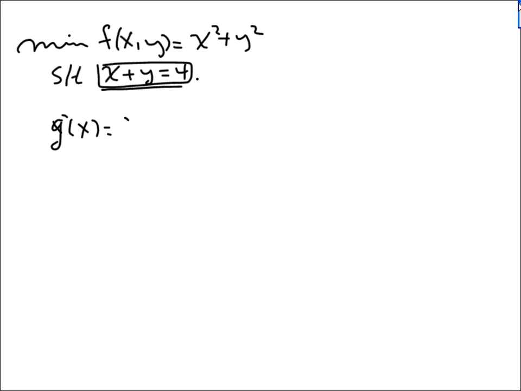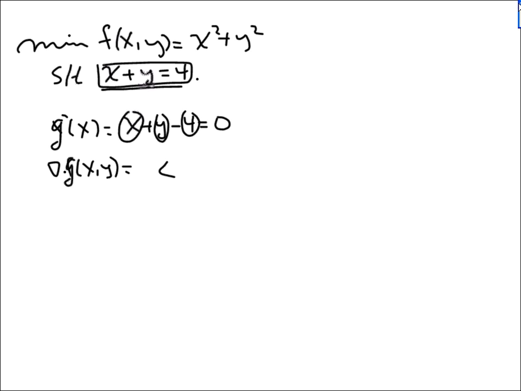We take the constraint and we set it equal to 0. That is, we take away 4 from both sides. We get it to equal 0. Okay, and then the gradient of g of x, y is, well, here are the three terms.